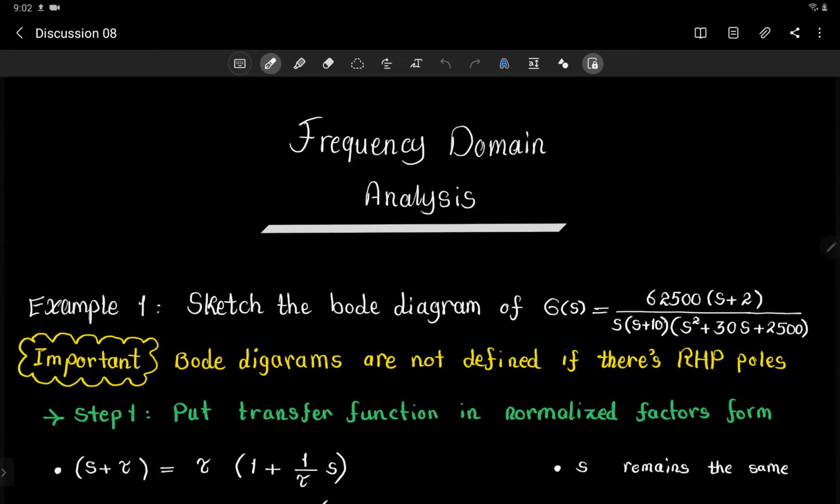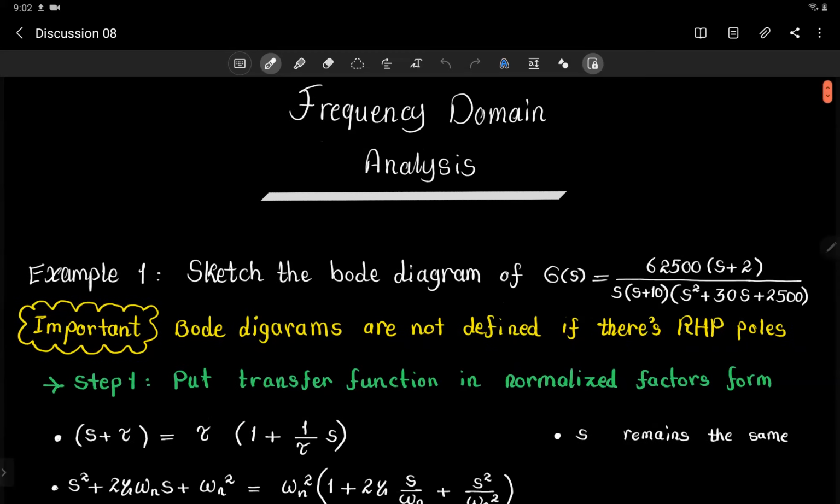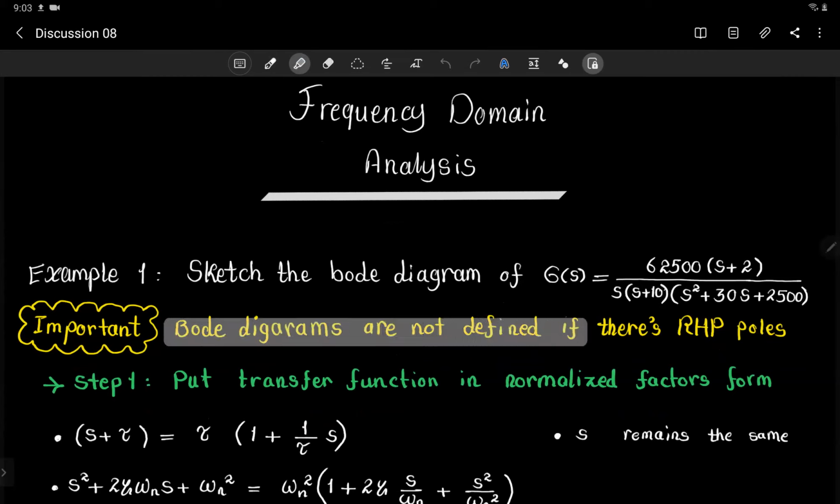So in today's discussion, we're gonna go over how to sketch a Bode diagram for a given transfer function. Before we start, I just want to emphasize that we plot or sketch Bode diagrams only for stable or marginally stable systems. If we have any right half plane poles, then the system is unstable, right? And we will not be able to plot the Bode plot.